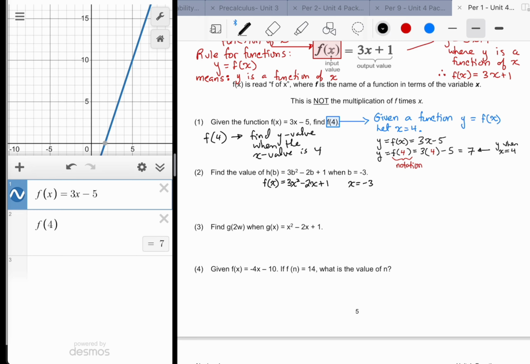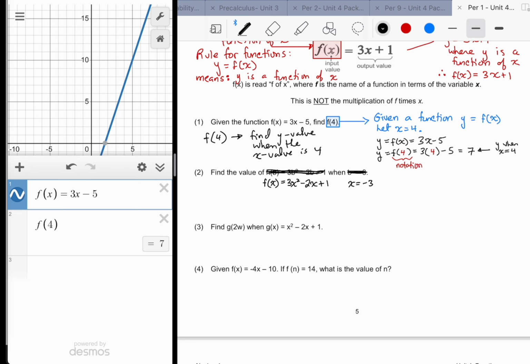Honestly, regardless of the letters that are used, the format of the notation always means the same thing. So h of b, 3b squared minus 2b plus 1, blah, blah, blah, is all interpreted the same way as f of x equals 3x squared and so on. But honestly, it's still a little too early in the process to jump to an example where we start messing around with the letters. So we're just going to make that change.